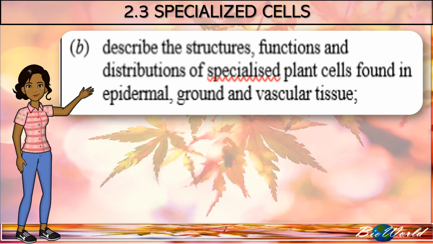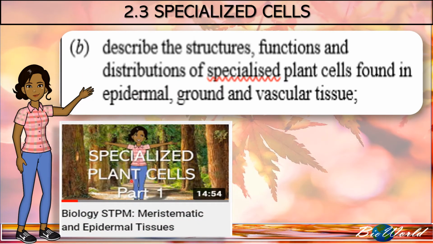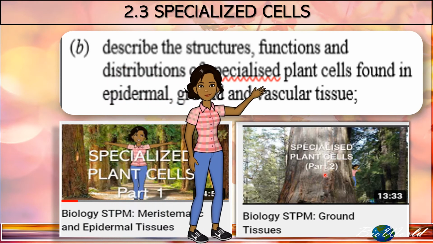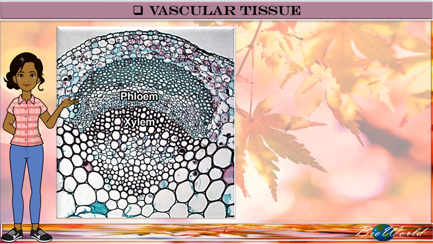So far, in our STPM syllabus, I've discussed epidermal tissues in my specialized plant cells video part 1 and ground tissues in my specialized plant cells video part 2. So today it's going to be all about vascular tissues. So come join me. Here is a cross-section of the stem as seen under the microscope.